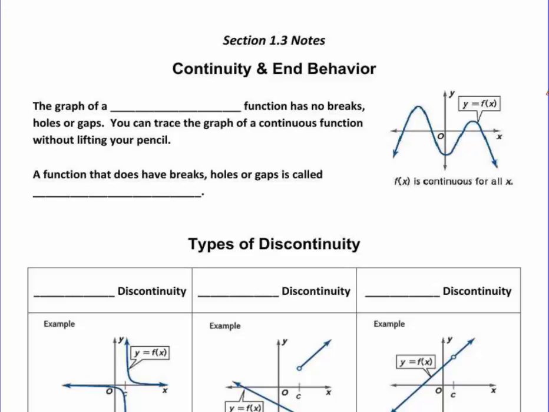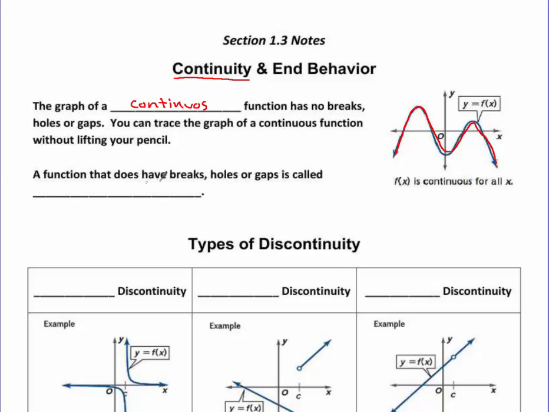All right, so we're going to continue our talk about functions, and you'll see in a second why we took a break and talked about piecewise functions yesterday for a few minutes. Today we're going to talk about something called continuity, and continuity is from the word continuous, and the graph of a continuous function has no breaks, no holes, and no gaps. So you can trace the graph of a continuous function without lifting your pencil. If you look at this graph here, I could trace the entire thing and never pick my pencil up, right? So that's a continuous function.